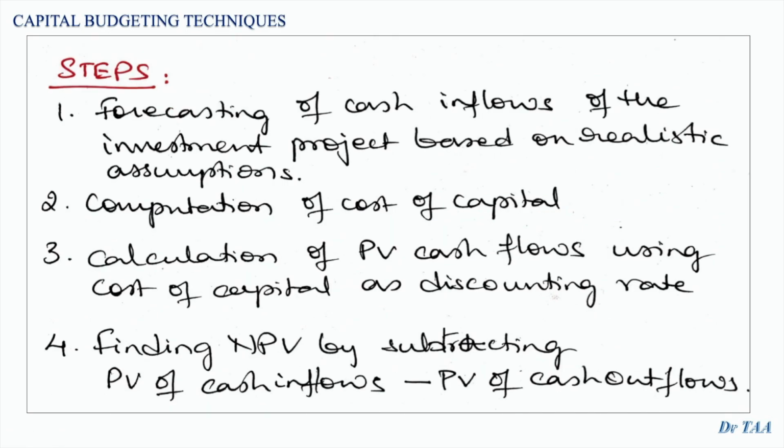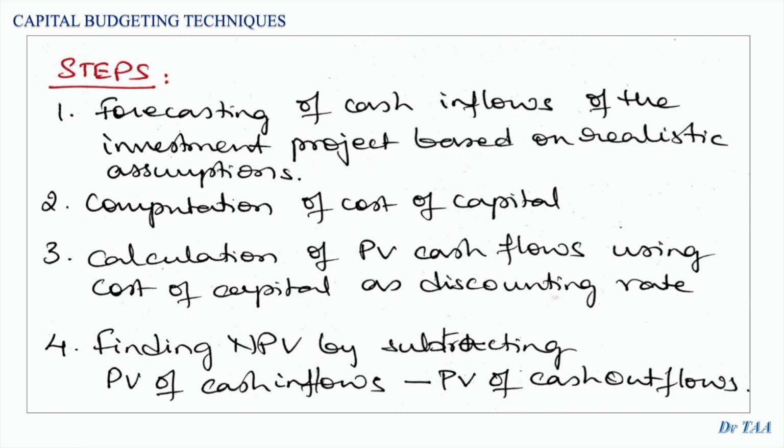Now the steps that we follow in calculating net present value: step number 1 is we forecast the cash inflows of the investment proposal. Here the cash inflows we take are cash flows after taxes, that is we take out the depreciation, then take out the taxes and add back the depreciation. So we calculate CFAT over here for cash inflows.